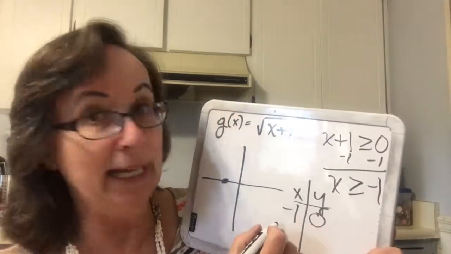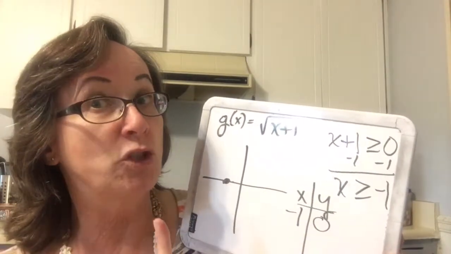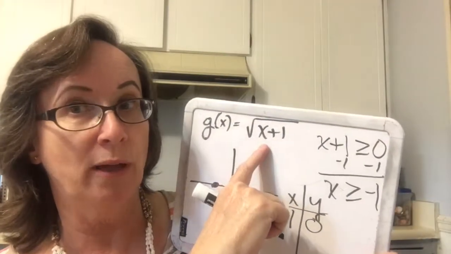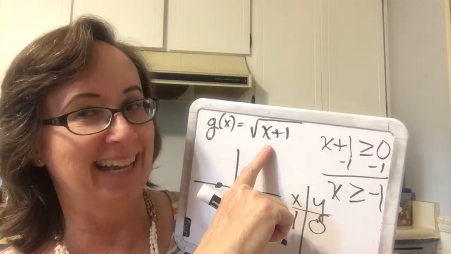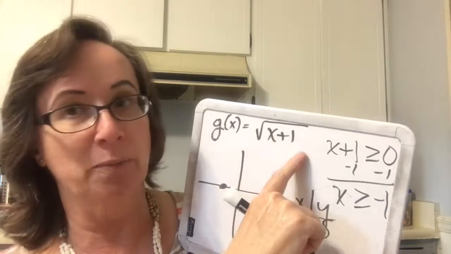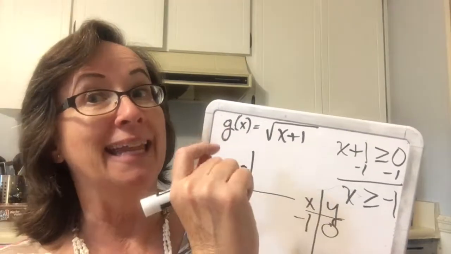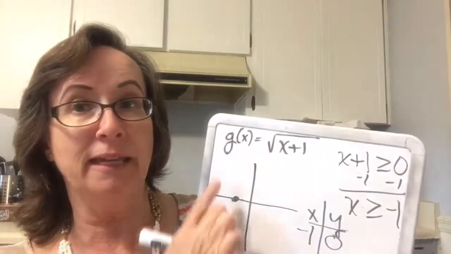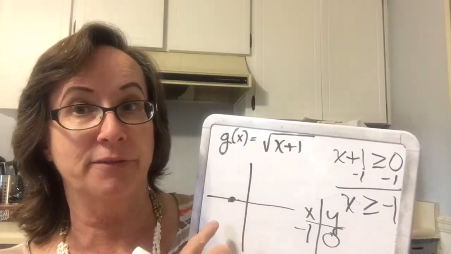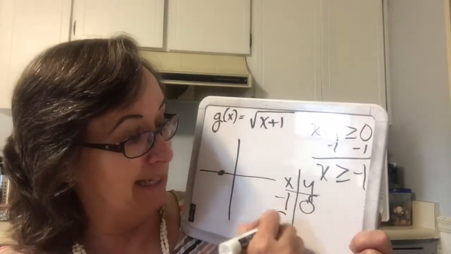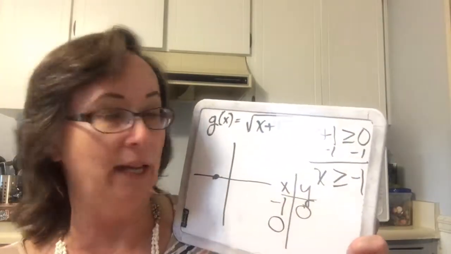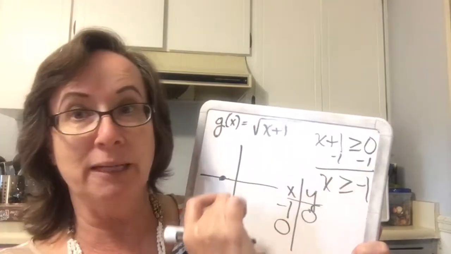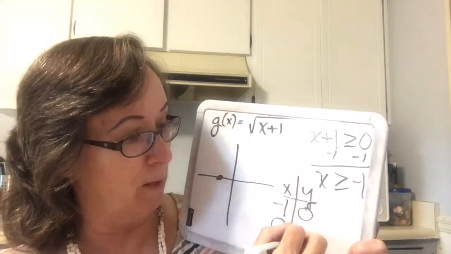If I plug in a negative 2, however, then I go into the negative, don't I? I get negative 2 plus 1 is negative 1. An even root of a negative 1 is not a real number, so nothing is going to happen over here to the left. But if I plug in a 0, which is to the right of negative 1, then 0 plus 1 is 1. And I wind up with the square root of 1, which is 1.